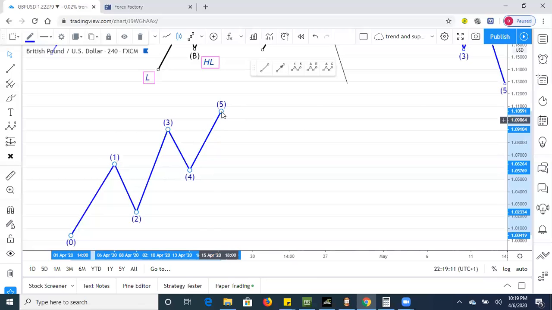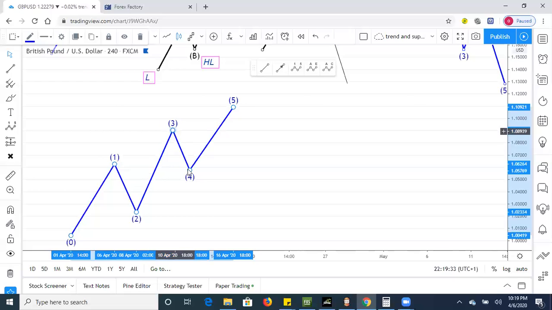Remember, I stated earlier that if you want to catch every pip in the market, you end up blowing or wiping out your account. If you want to catch 0 to 1, 1 to 2, 2 to 3, 3 to 4, you just have to be a genius to do that. And I dare say, even if you're a genius, you would run into some problems, right?